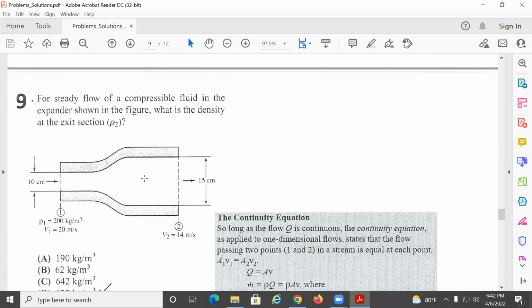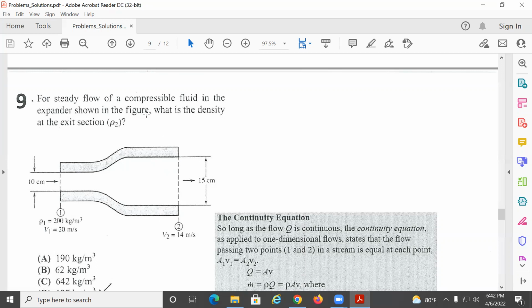Okay, problem number 9. For steady flow of a compressible fluid in the expander shown in the figure, what is the density at the exit section? So basically, this is like the Venturi effect, but this one is the reverse. You start from something small to something larger. So what should happen to the velocity of the flow? It should decrease, no? As is shown over here. The fluid will remain the same.